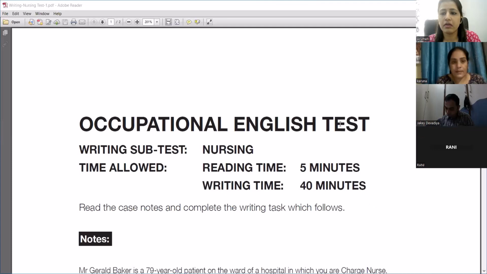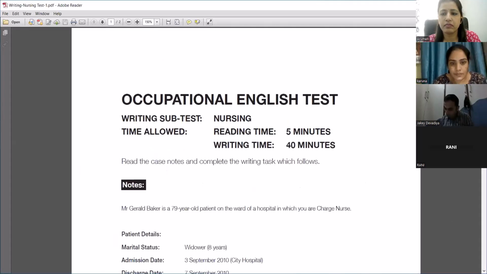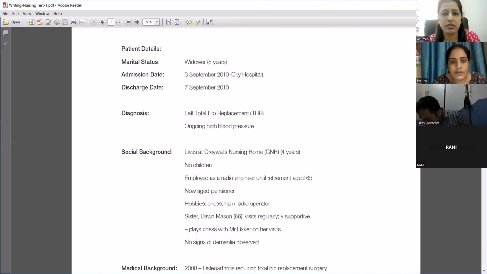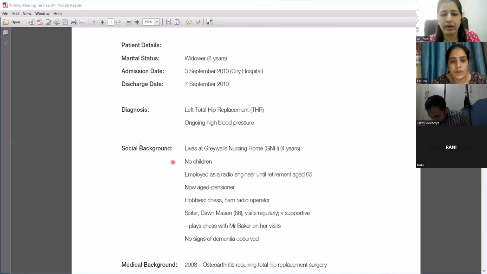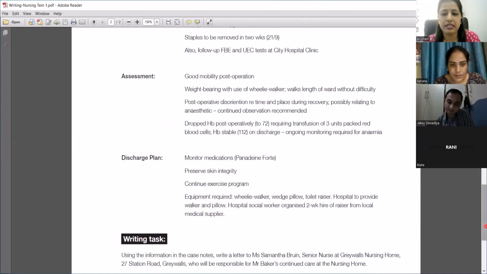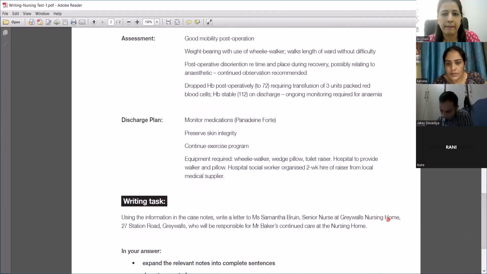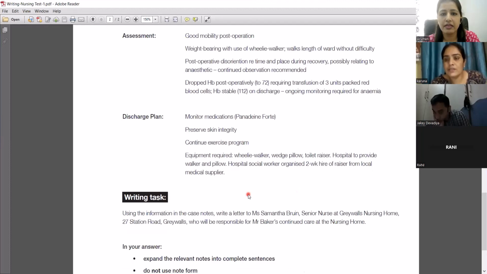Yes, okay, I'll share it on my screen. Gerald Bakers. Now, if you see here in this particular case note, if you read the social background carefully, it says he has lived at Greywold's nursing home for 4 years. What does it mean? He's there already. Yes. And then we are writing to this senior nurse who is at Greywold's nursing home. From the case note, we will be able to find out, by looking at the case writing task, how to find out the patient is going back.